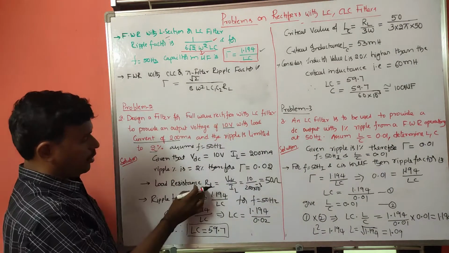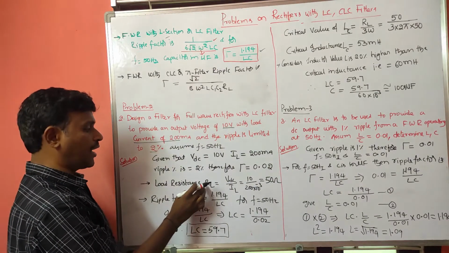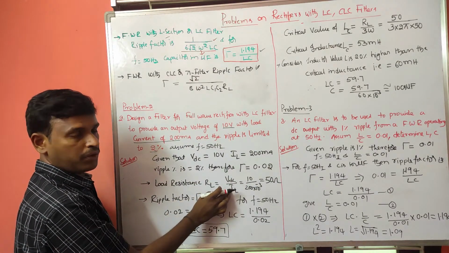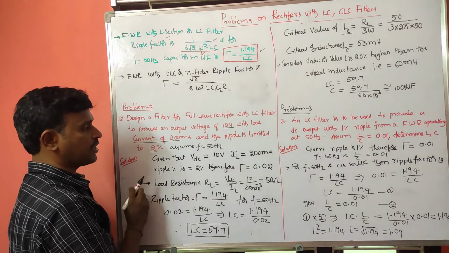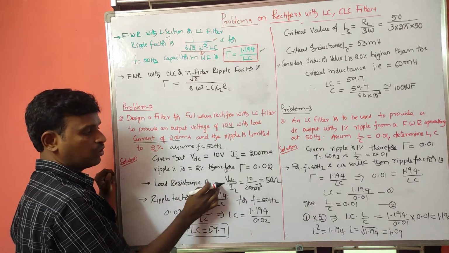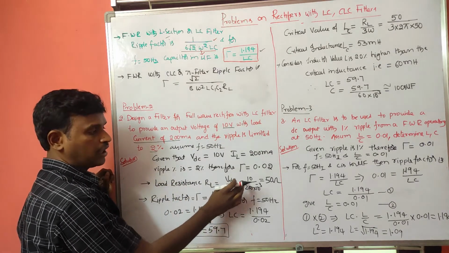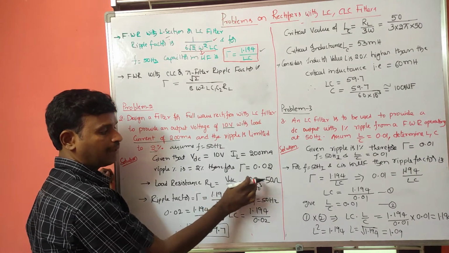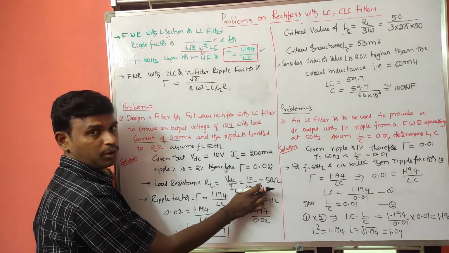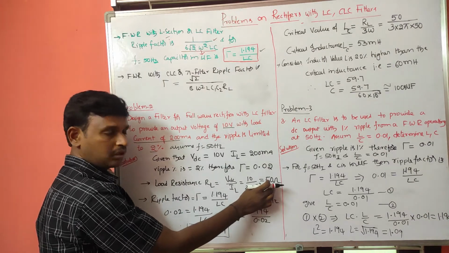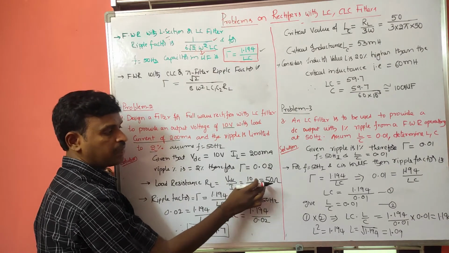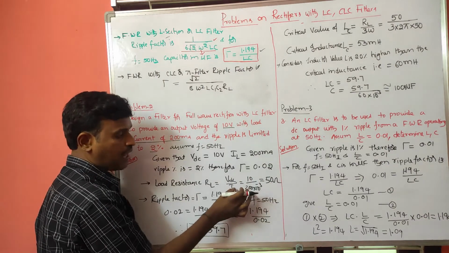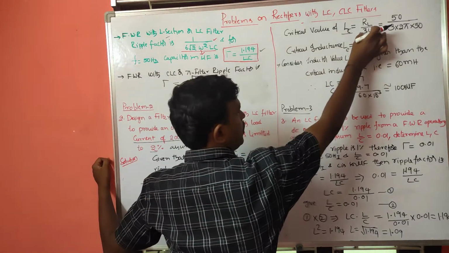Here we have calculated that the load resistance RL is equal to VDC by IL. So that is VDC, which is 10, by IL, which is 200 into 10 power minus 3. If you calculate this, you will get 50 ohms. So this RL value I am going to use here.